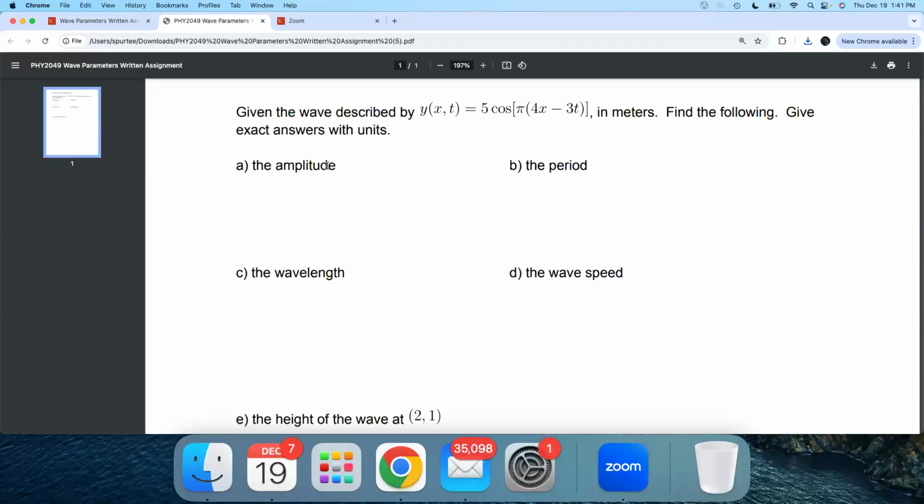Amplitude, we know, is the number right in front. We know period is related to the number in front of t. Don't forget about the pi. Wavelength is related to the number in front of x. Don't forget about the pi. Listen to my words here.